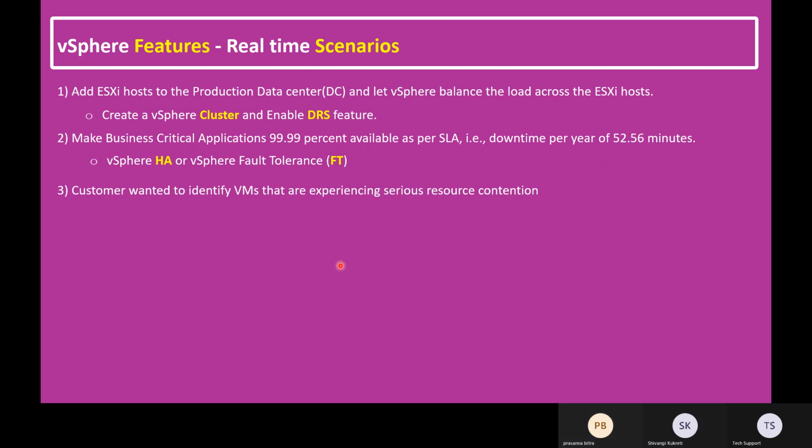DPM. Which one? Sorry. Can you please repeat? DPM. Resource contention. DPM is mainly for an underutilized scenario. For resource contention, we can identify using DRS score. Yeah, using DRS score only, we are able to identify the resource contention.